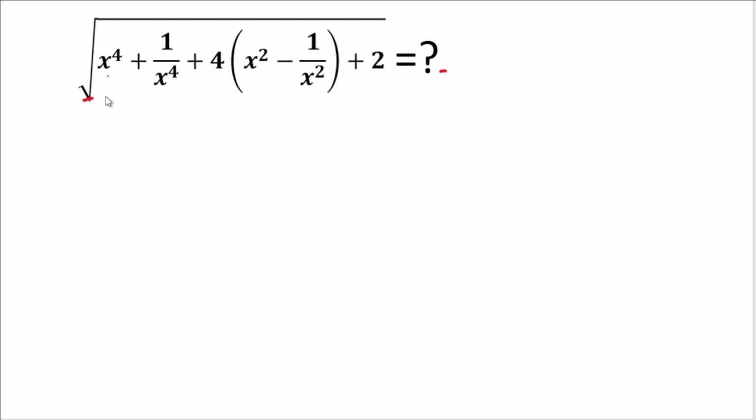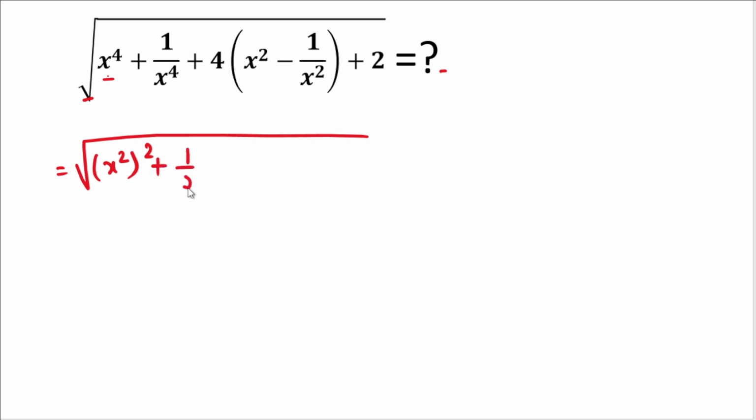Now look here, we can write x raised to the power 4 as x square and its whole square. And 1 over x raised to the power 4, we'll write as 1 over x square and its whole square.